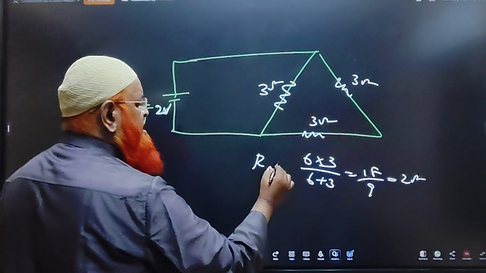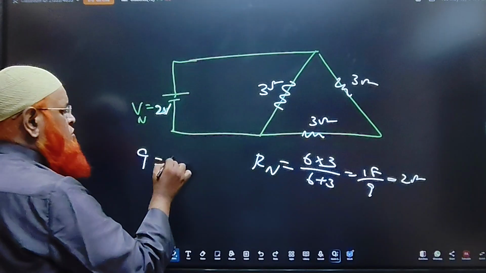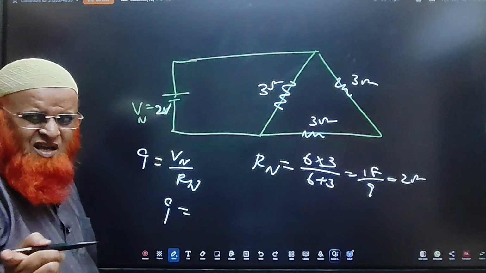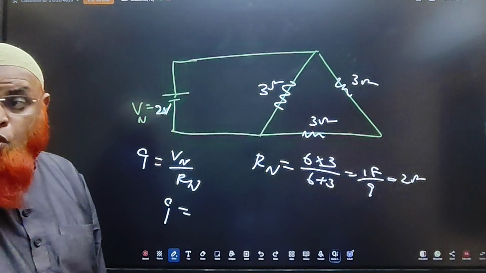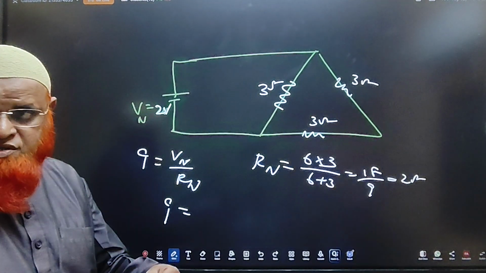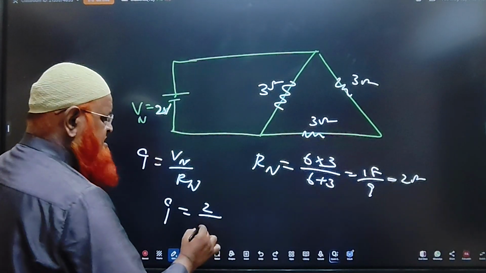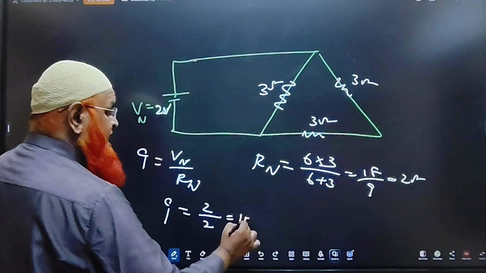So what is R net here? 2 ohms. So I is equal to V net by R net. So I is equal to, what is V net? 2 volts. So V net is nothing but 2 volts and R net is nothing but 2. So your answer is 1 ampere, isn't it?